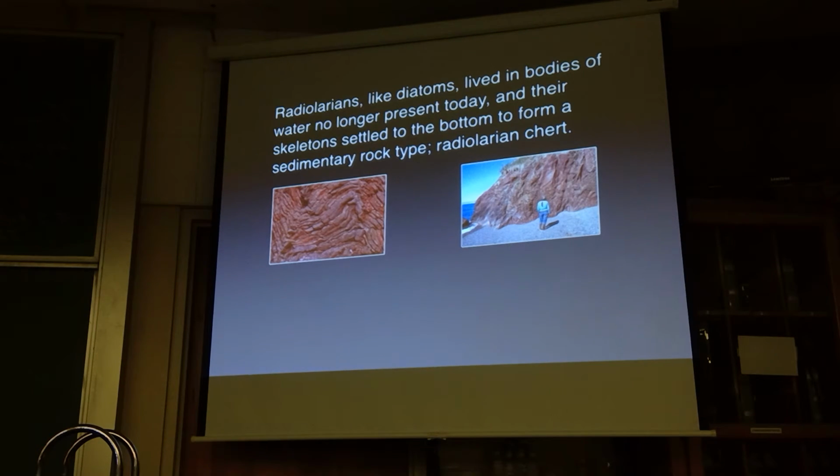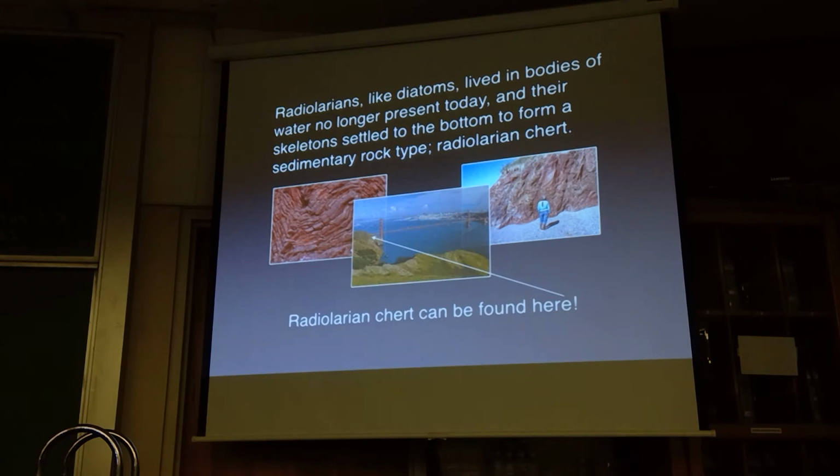And people have taken samples of this, and then they make really thin sections of it that you can look at with a microscope, and you can see the radiolarians in there. Which is pretty cool. It's mostly glass. So it's right there, the north end of the Golden Gate.